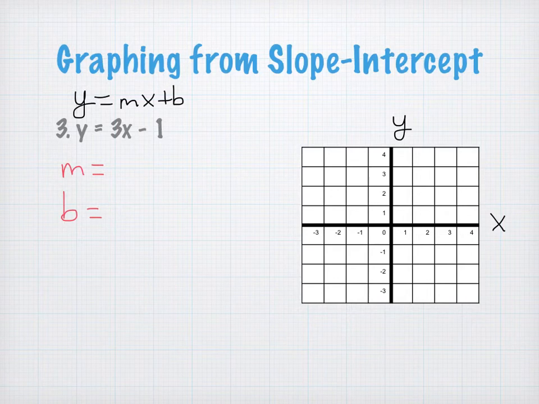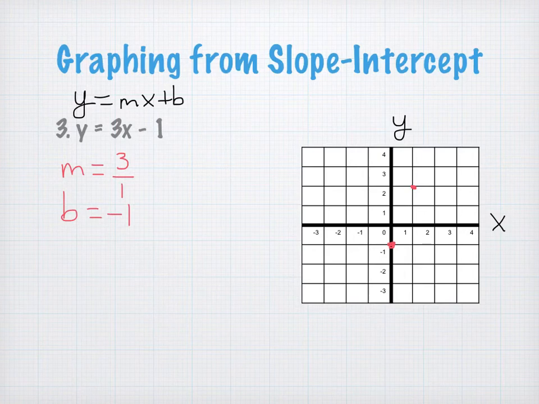Okay, so our slope here is 3. Now we have been saying that slope is change in y over change in x, or rise over run. Well, we want to make that a fraction by putting our 3 over 1. My y-intercept is going to be negative 1. So going over to the graph, our first point will be where y is negative 1, so negative 1 on the y-axis. To get my next point, I will go up 3 and to the right 1.